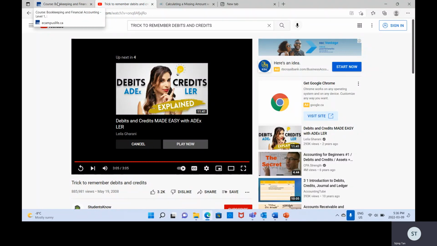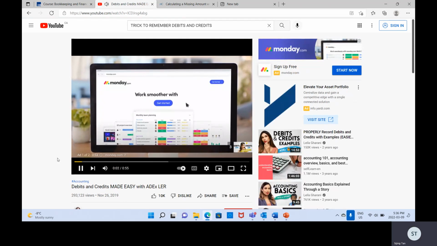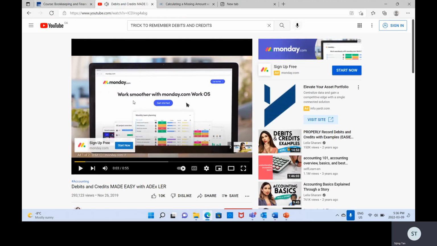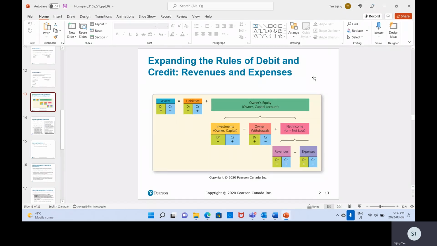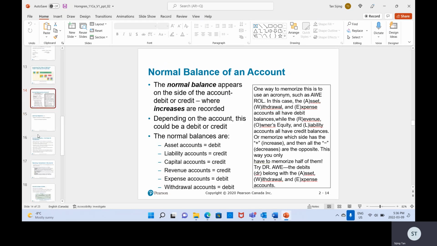Okay, so that is the trick, and I think it's a very easy way for students to memorize debit and credit. If you want to watch it again, you could Google it and search for tricks for debit and credit. So we'll keep going with the normal balance of an account. The normal balance of an account is the side used to record an increase. An account that has a negative balance, the opposite of its normal balance, may indicate that an error has been made.